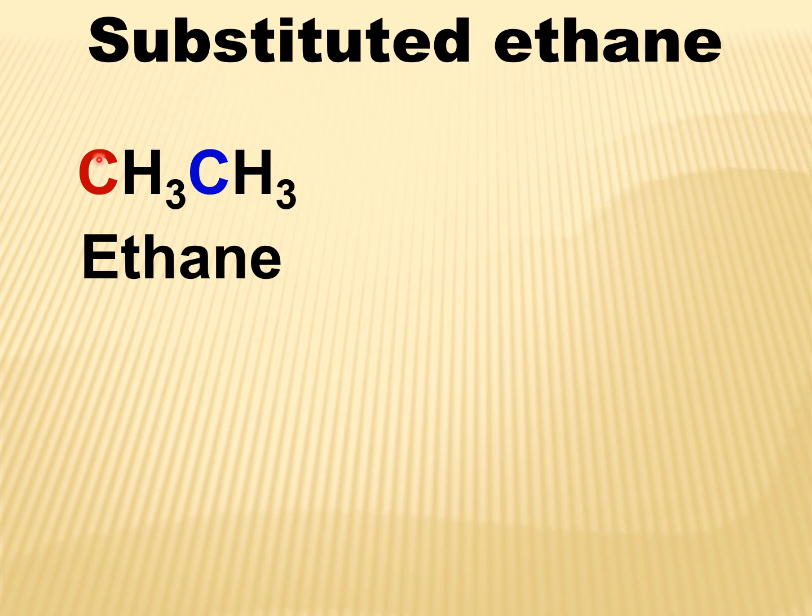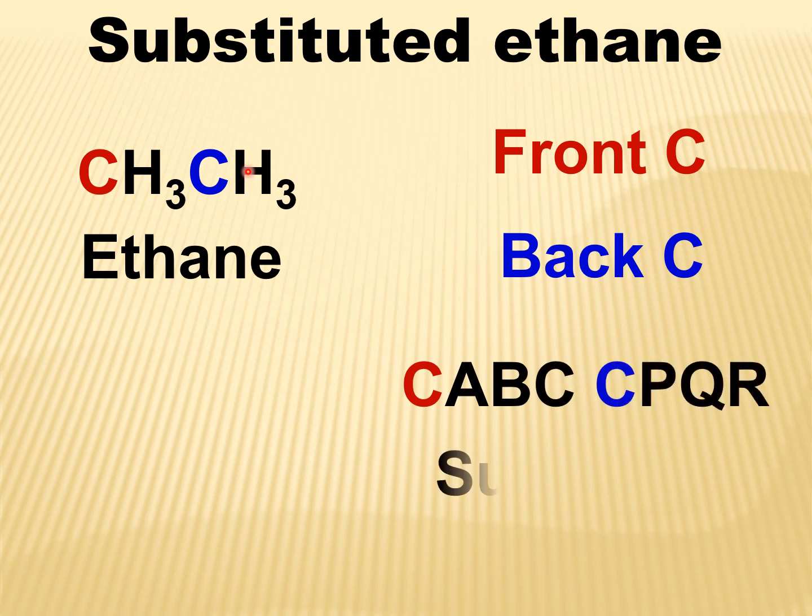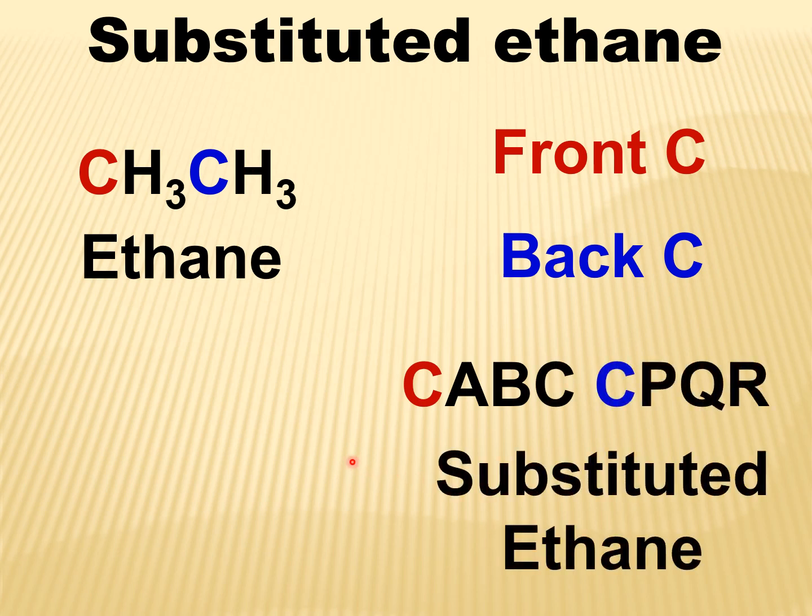I have labeled one carbon as red and the other carbon as blue. The red carbon represents the front carbon and the blue one represents the back carbon. Suppose you are viewing from this side, then this is the front carbon and this is the back carbon of ethane. Now if you remove all these hydrogens and replace them with bulky groups or other functional groups, we get something like this. This is substituted ethane. So you are going to view this molecule from this direction.